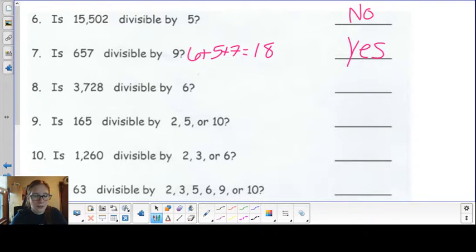Alright, 3,728. So I have 3 plus 7 plus 2 plus 8. So I have 3 and 7, which is 10, plus 2 more is 12, plus 8 is 20. Now it is even, so it's divisible by 2, but 20 is not divisible by 3, so my answer here is no.